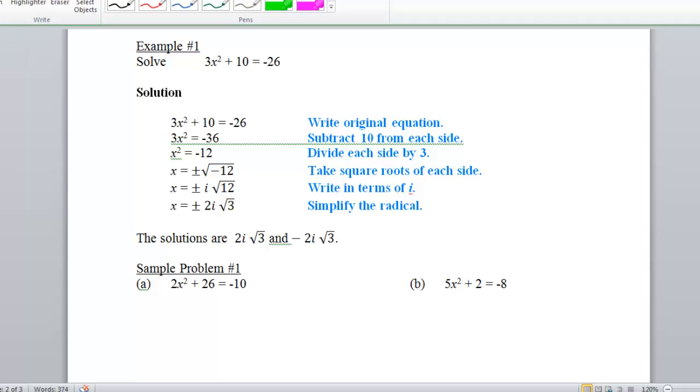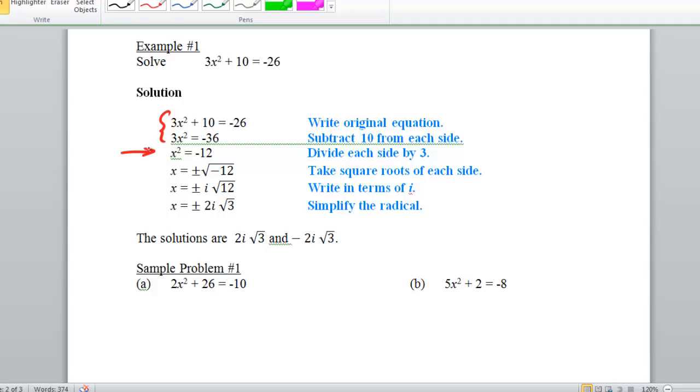So let's see how it can help us out in solving a question where we need to solve the quadratic. So in this particular example, 3x squared plus 10 equals negative 26, we simply want to do like we've always done. Isolate that x squared term. And then when we isolate that x squared term, we want to take the square root of both sides. Now, in this particular case, we have the square root of a negative number, so we need to get that negative value out of there, that square root of negative 1, which is an i. And then we can simplify the square root of 12.